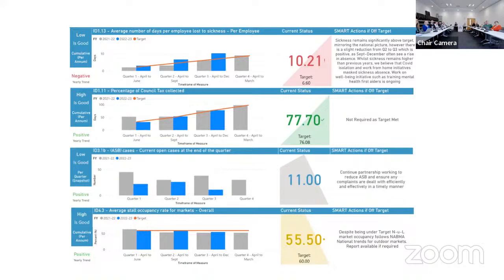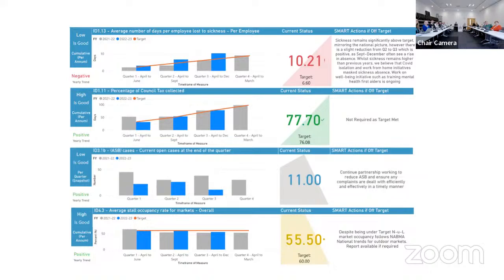So all the things on the page to the right is pretty much what it says on the tin: SMART actions if we're off track. Any red or amber indicators will always have some narrative there for you to try and explain what's caused that performance issue and what we are doing about it. If it's green, we don't ask managers to populate that. But if it's a contextual measure, we felt that it would be a good idea to still have some commentary around that so you can see what the wider picture is.